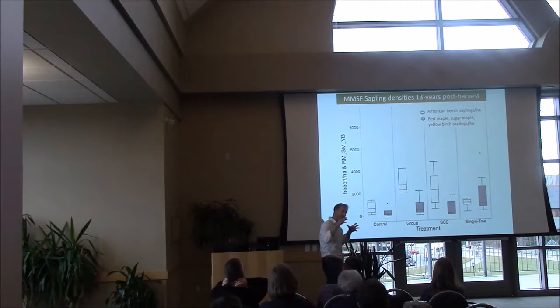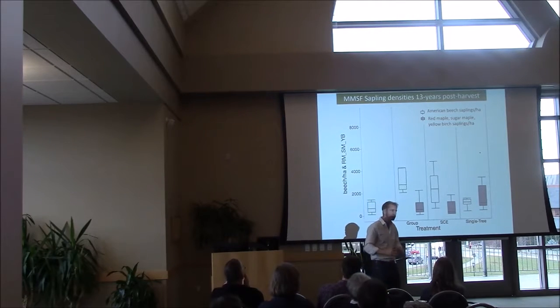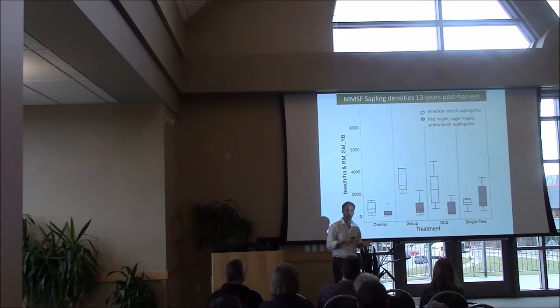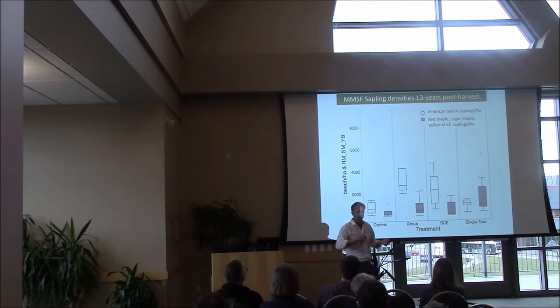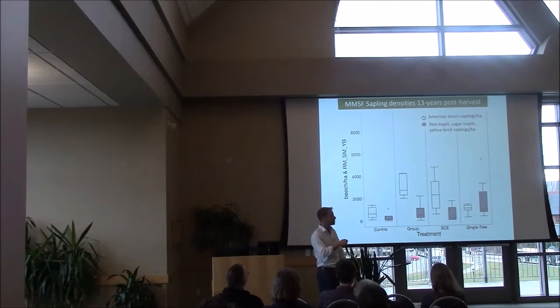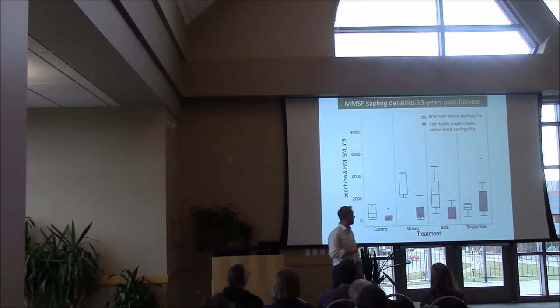This reflects patch level spatial variation. As you move from one patch to another patch, there's a huge variation in terms of the regeneration response. So very heterogeneous, very patchy. Across all treatments though, the beech response is by far the most abundant, actually except for single tree. But in structural complexity enhancement and group selection, the beech is the most prolific. But again, wide variation around that.